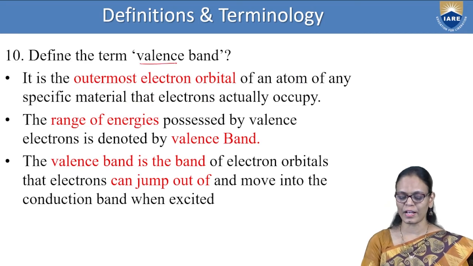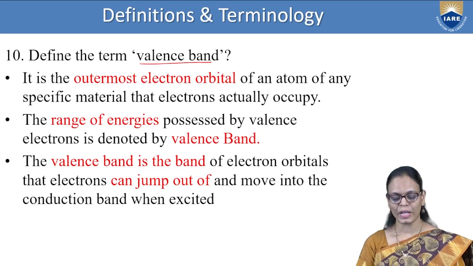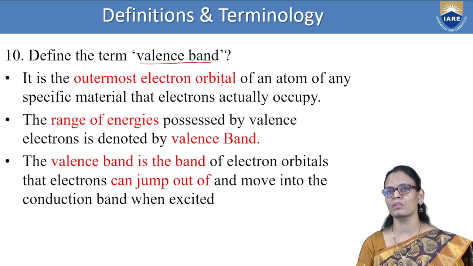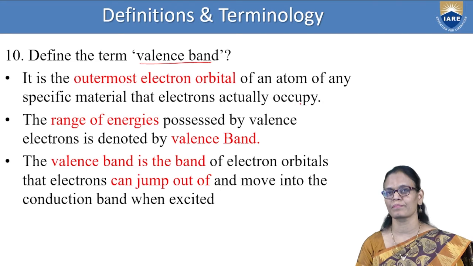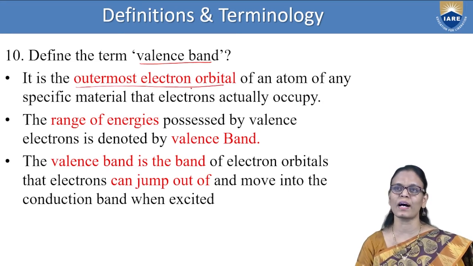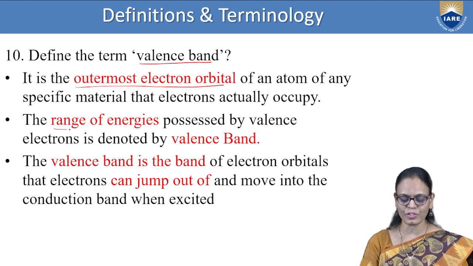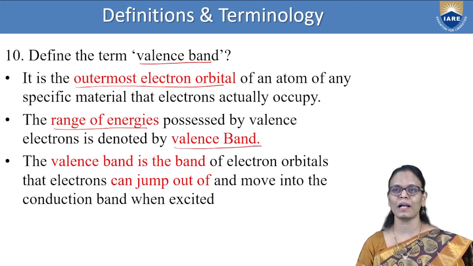Now define the term valence band. We have already seen, so let us see the exact definition. It is the outermost electron orbital of an atom of any specific material that electrons actually occupy. So the outermost electron orbital, we are calling it a valence band or the valence energy. Because now when we are talking about a crystal, there are n number of atoms which is giving rise to a band. So the range of energies possessed by valence electrons contribute to the valence band.